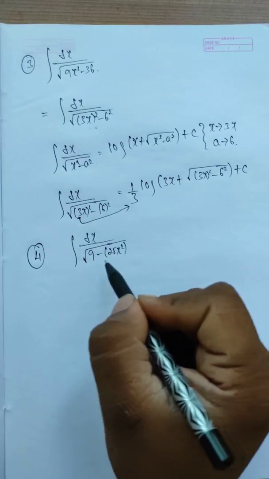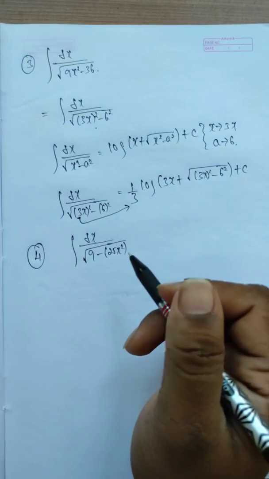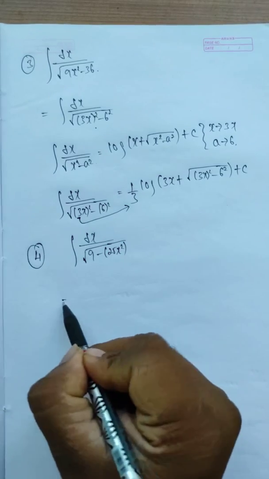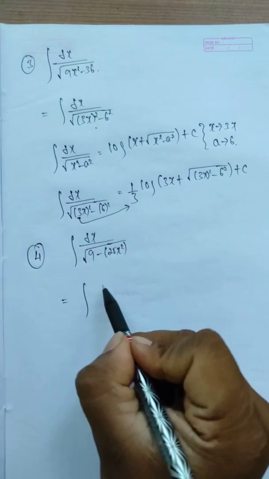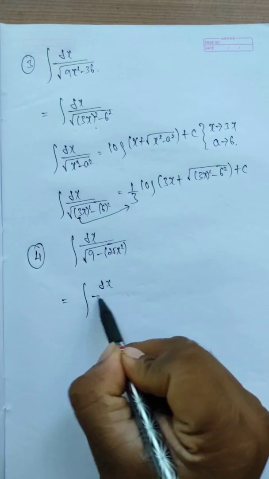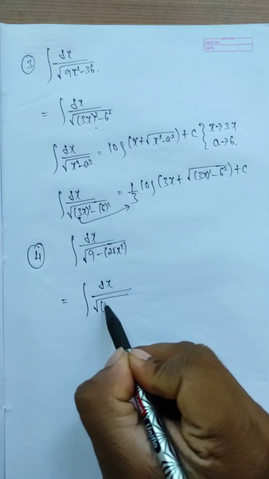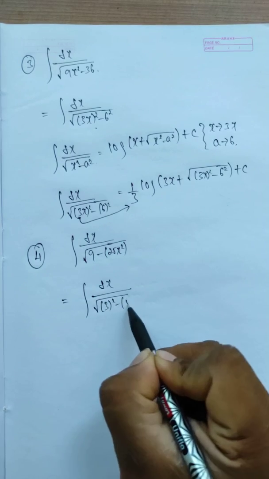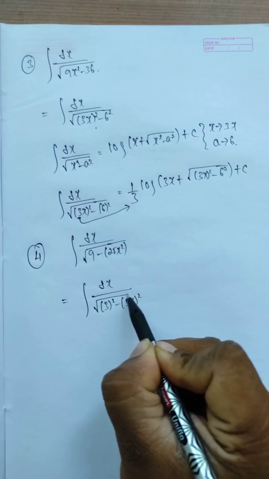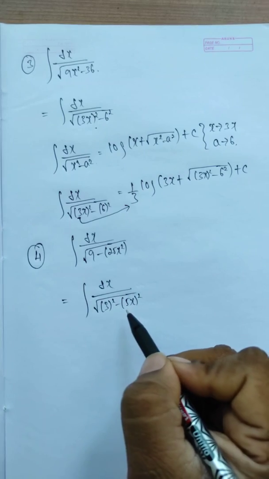Integration of dx by root of 9 minus 25x square. So first, what is the first step? The first step is you want to change the given problem to a perfect square. So change the given problem to a perfect square. Integration of dx by root of 3 square minus 5x whole square. I am changing the given problem to a perfect square.